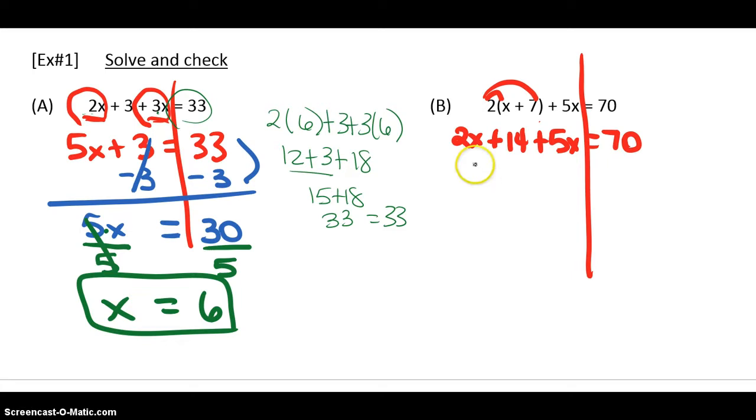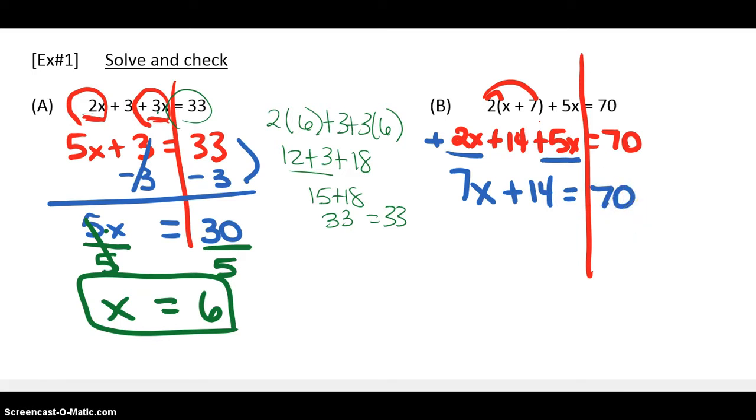And then I look for, on the left-hand side, I have some cleaning up to do. I have a 2x and a positive 5x. This is a positive 2x plus 5x. That would give me 7x. I bring down my plus 14 equals 70. So then I look again, and now I'm at a 2-step equation. I have to start getting x by itself, so I want to get rid of the plus 14, so I subtract 14.